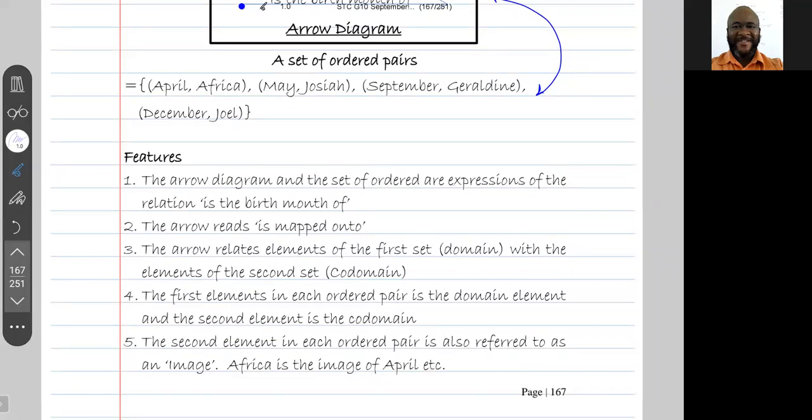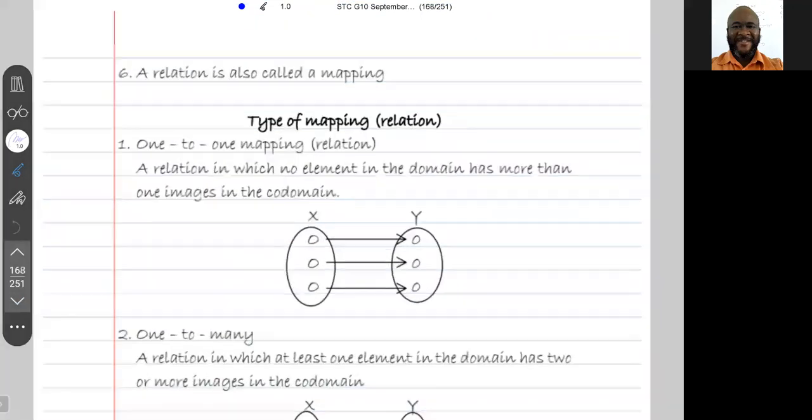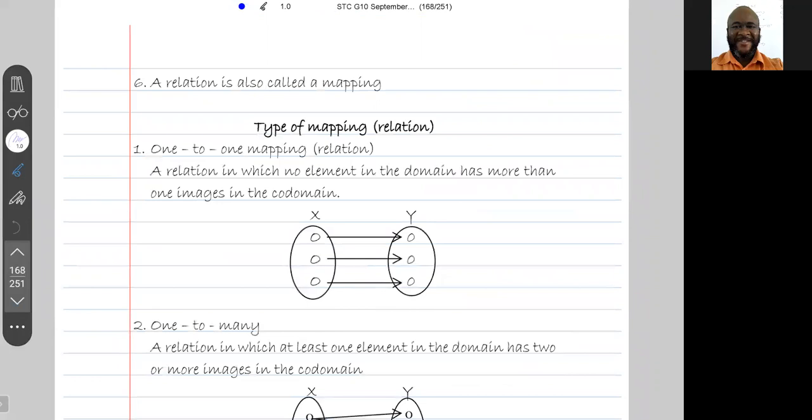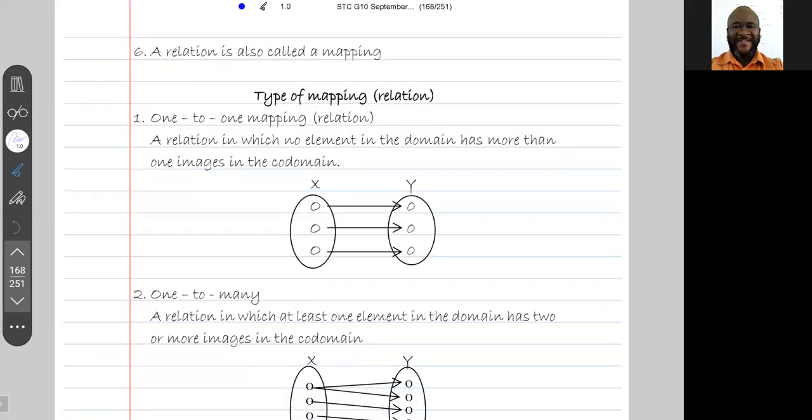Yes, sir. Now, the second element in each ordered pair is also referred to as an image. So Africa is the image of April, etc. Turning the page. Now, a relation is also called a mapping. So the next thing I want to look at are the different types of mapping.